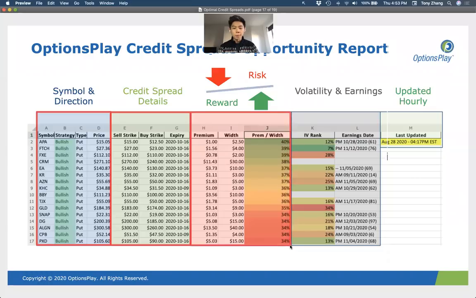This is what we're talking about. How much are you collecting of the vertical width as a collection of the income? The higher on the list you go, the better the risk to reward. The lower you go on the list, the worse the risk to reward. So what you always want to do is focus on the ones at the top of the list first, because those are the credit spreads that give you the maximum amount of income for the amount of risk that you're taking.